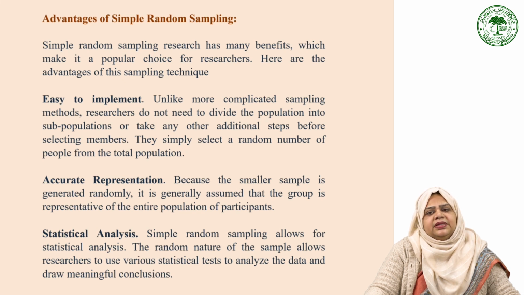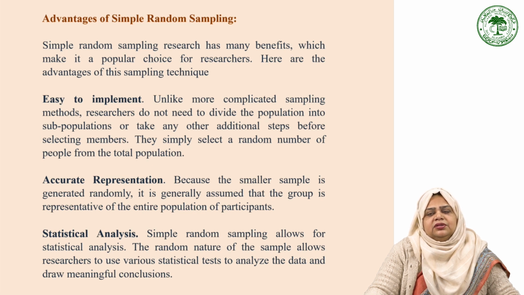Unlike other sampling methods that require dividing the population into smaller groups, random sampling simplifies the process by directly selecting individuals without any additional steps. Researchers can easily reach out to the selected participants and gather the necessary information without having to go through complicated procedures. This saves time and resources, making the research more efficient and feasible.